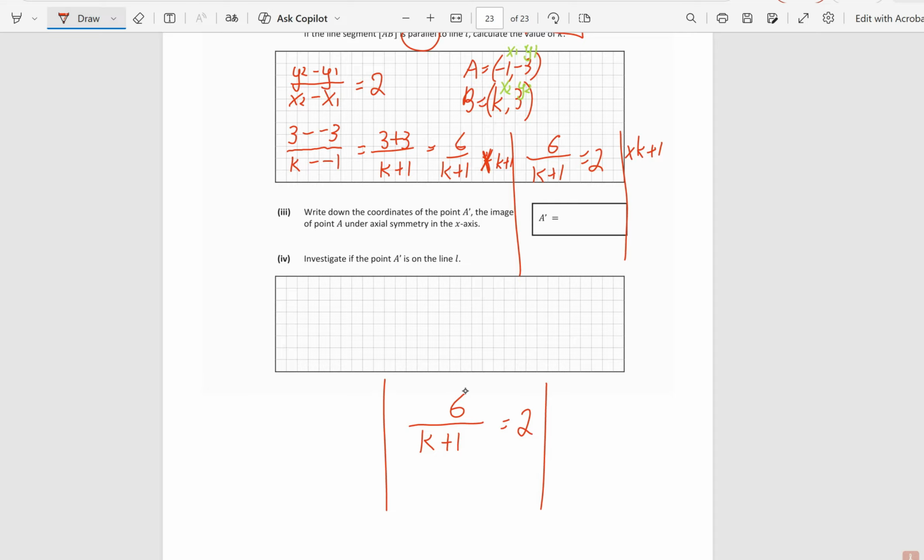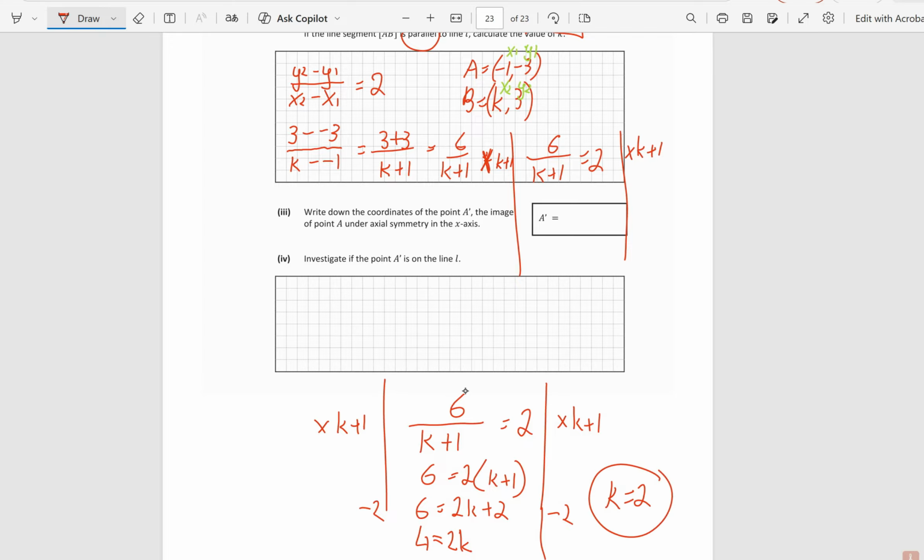Right. I want k on its own. That's the whole point of this. This k plus 1 underneath, we need to multiply by k plus 1 to get it out of here. We need to do the same on the other side. This will leave us with 6 equals 2 multiplied by k plus 1. 6 equals 2k plus 2. Minus the 2, and we're left with 4 equals 2k. Divide by 2, and we're left with k equals 2. So k is 2.